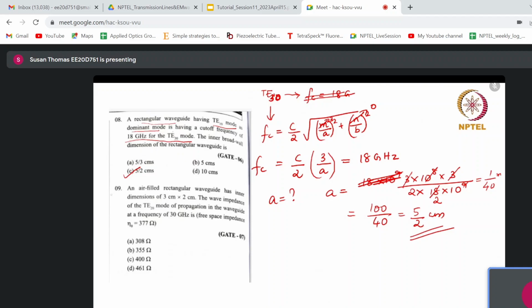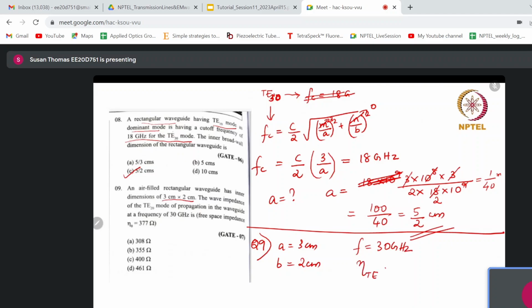Going to the next question, question number 9. An air-filled rectangular waveguide has inner dimensions 3 into 2 centimeters. A is 3 centimeters and B is 2 centimeters. The wave impedance for the TE20 mode of propagation in the waveguide at an operating frequency of 30 gigahertz is what you have to calculate.